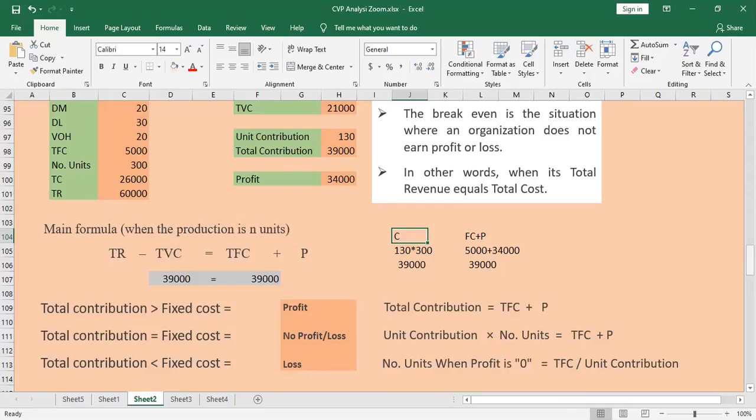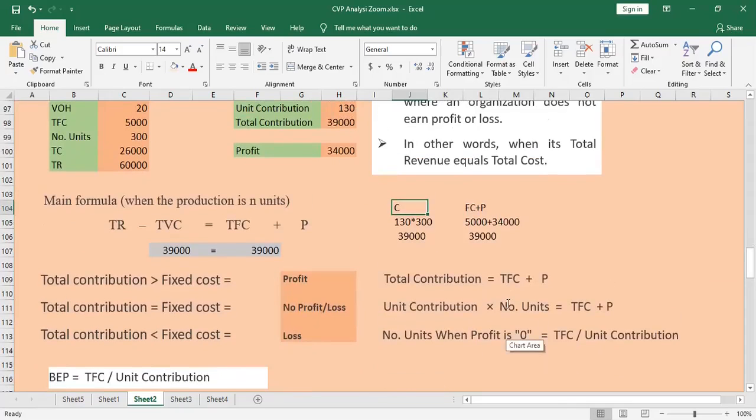Now what I have done here, I have isolated the number of units so that I can get the number of units out of the formula and just move this unit contribution from this side to the other side of the equation, right? Then it will become a division. So it's more like this.